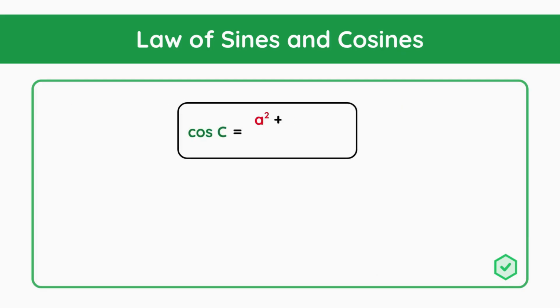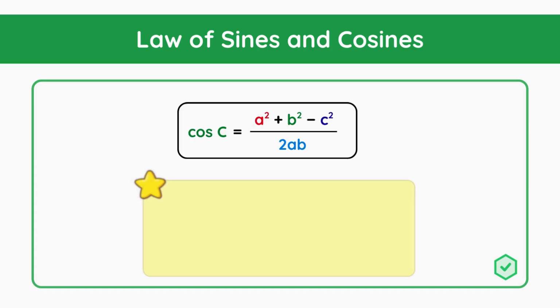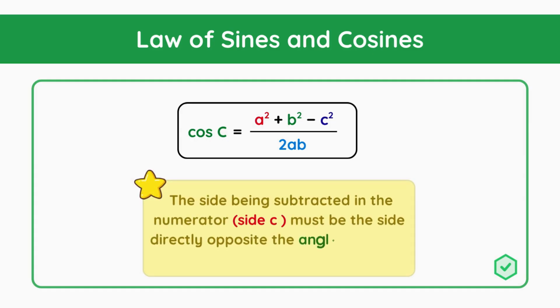Cosine C equals A squared plus B squared minus C squared all over 2AB. Here is the golden rule to remember. The side being subtracted in the numerator, side C, must be the side directly opposite the angle C you are trying to find. Let's solve problem 1 from our notes using this form.